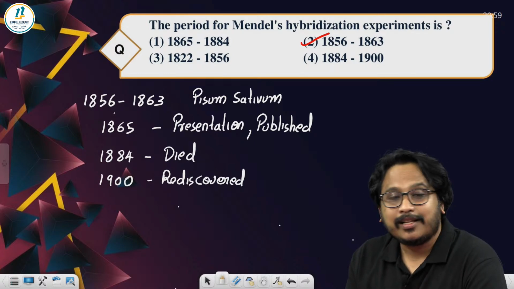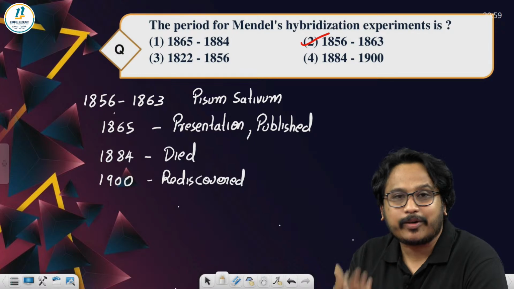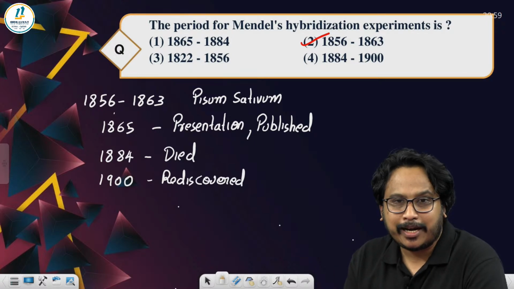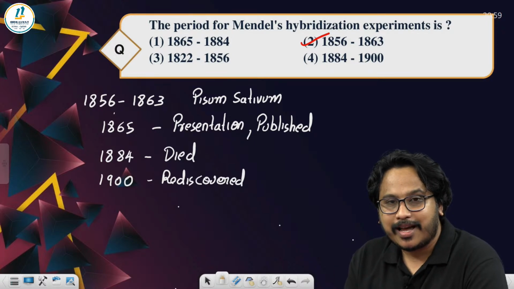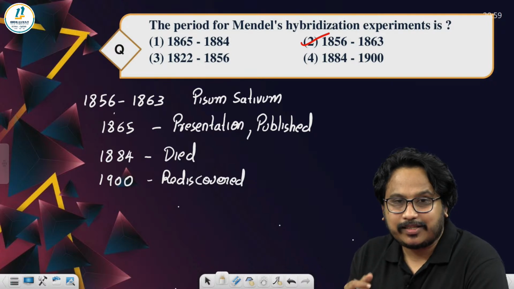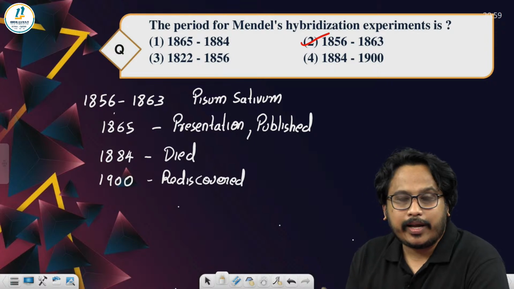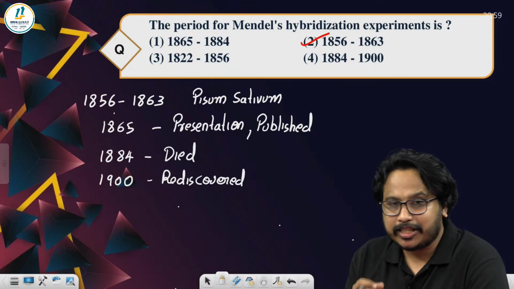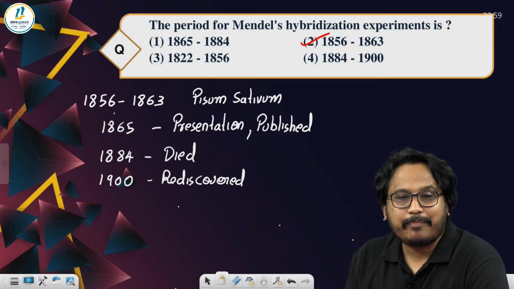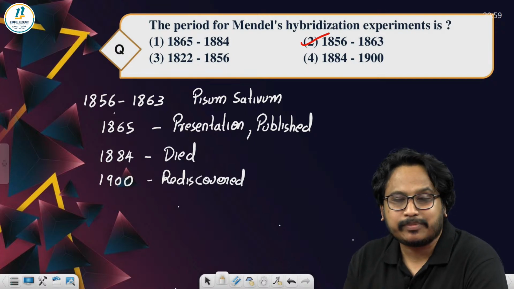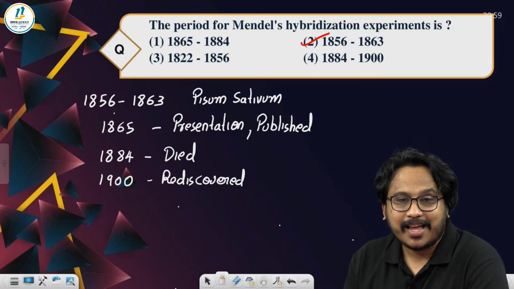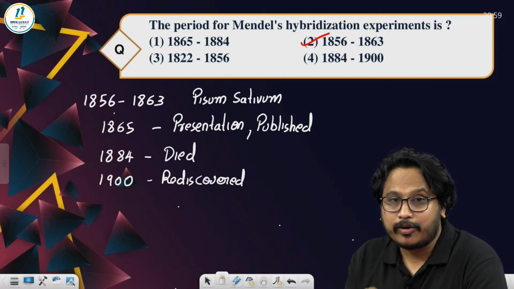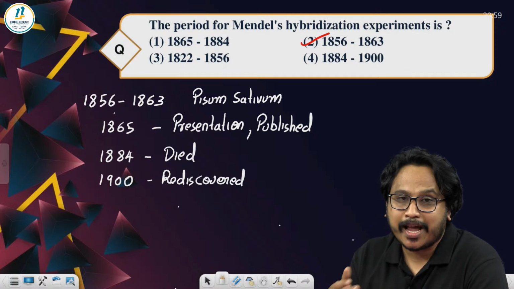After 33 years, 3 scientists came across his work. They knew the German language. One is Schermak, another is Hugo de Vries, and the other is Karl Correns. These 3 scientists from different parts of the world, Hugo de Vries from Holland, Karl Correns from Germany, and Schermak from Austria, were researching the inheritance mechanism in different plants, and they all came to the same conclusion as Gregor Johann Mendel.